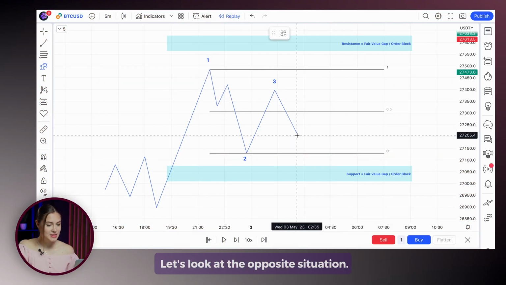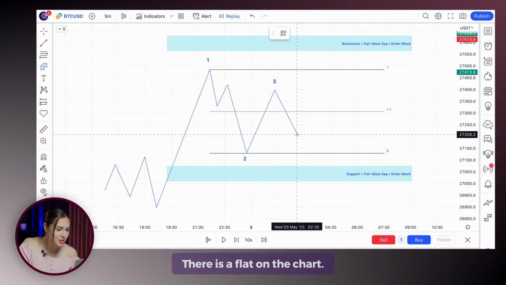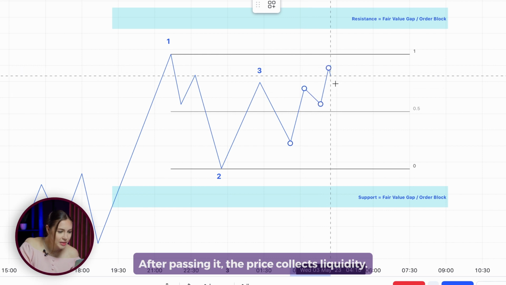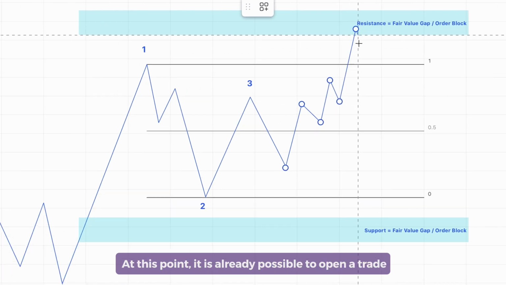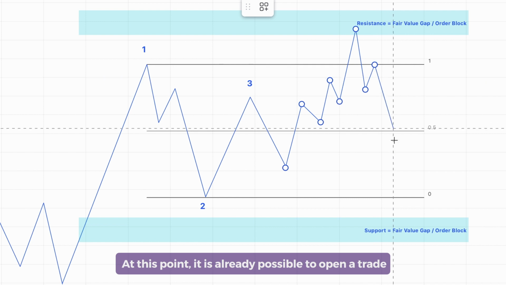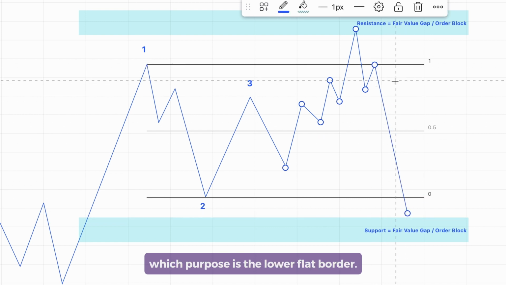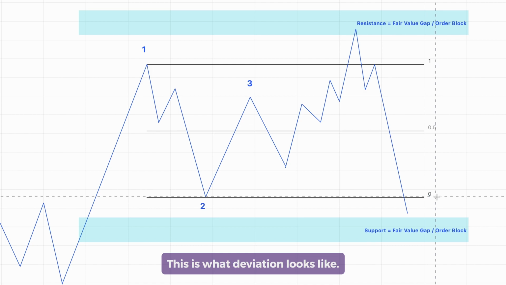Let's look at the opposite situation. There is a flat on the chart. After passing it, the price collects liquidity. At this point, it is already possible to open a trade, which targets the lower flat border. This is what deviation looks like.